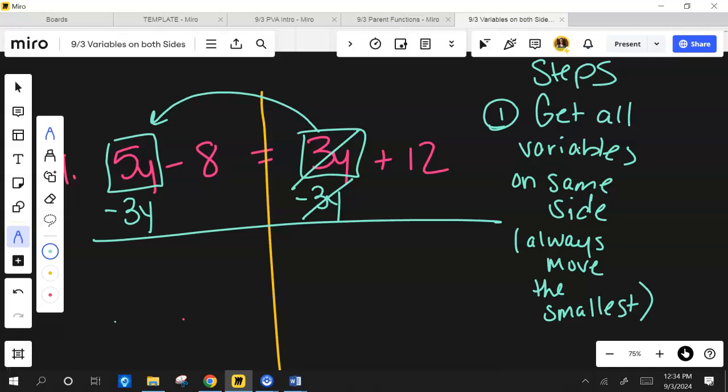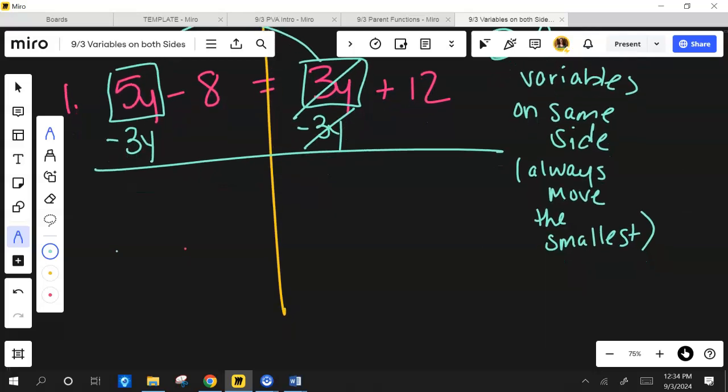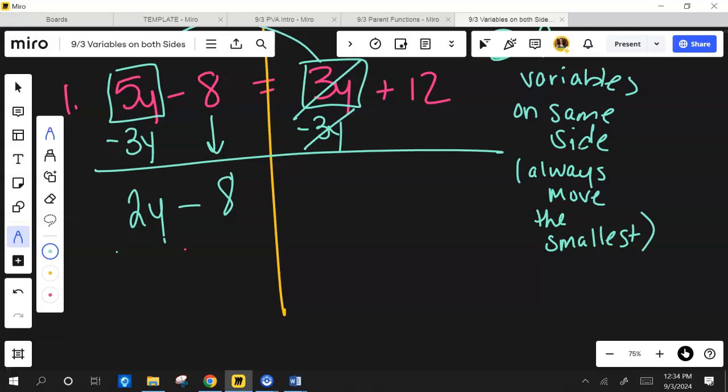What's 5y minus 3y? 2y. Nothing's happening to the 8, right? So I just bring it down. Anything that's still there, just bring it down. The 3y's are canceled. Bring that positive 12 down. Just so you can see, that's the equation line. If I have to cross over that, I just take that off.